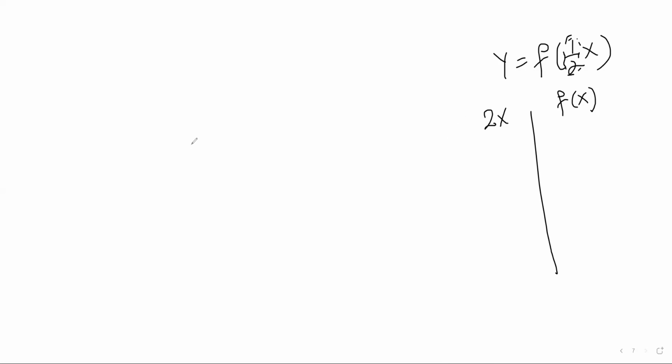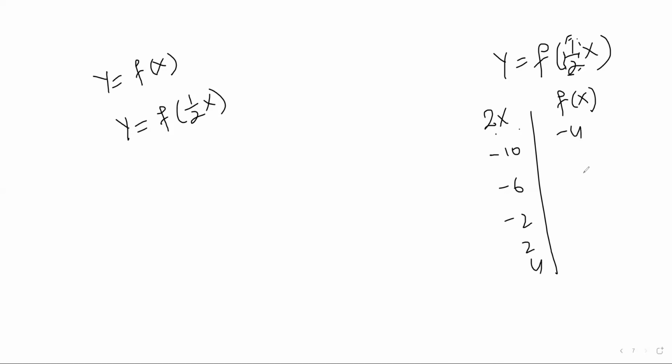So in this case, if we have another example and the function is y is equal to f of x, this is the main function, the original function. And we need to transform it to y is equal to f of 1 by 2x. Very simple, we will just find another pair of coordinates, 2x and f of x. We will get the values here, minus 10, minus 6, minus 2, 2, 4, minus 4, 4, 4, 0, and 3. And we will plot these values on the graph and we will get another graph.